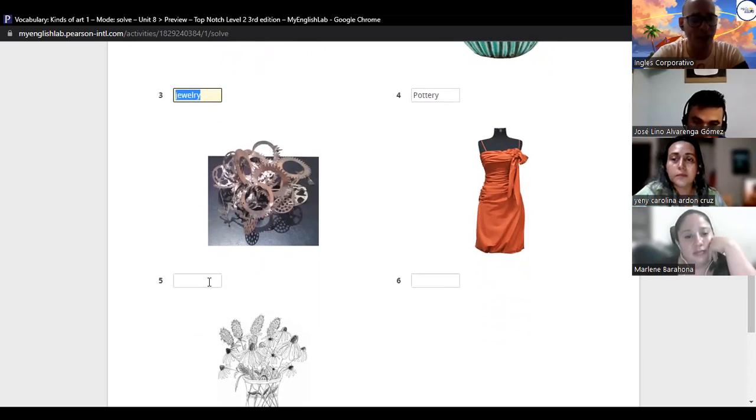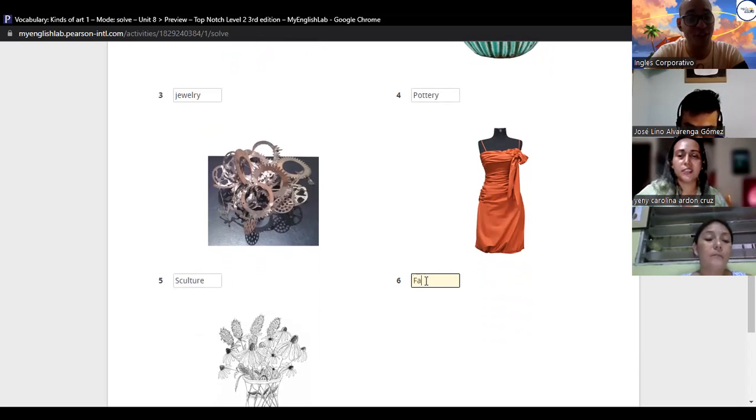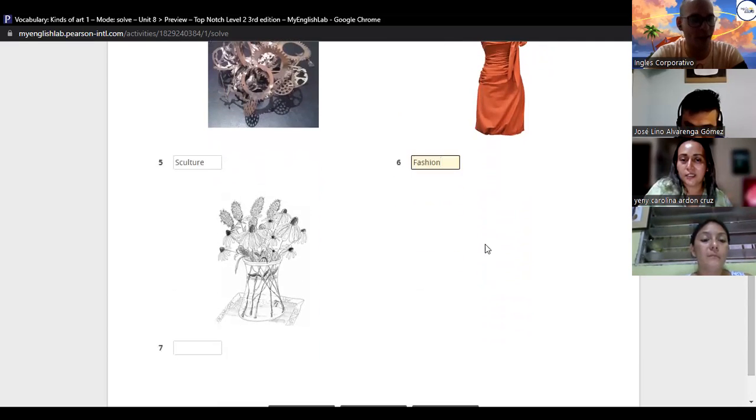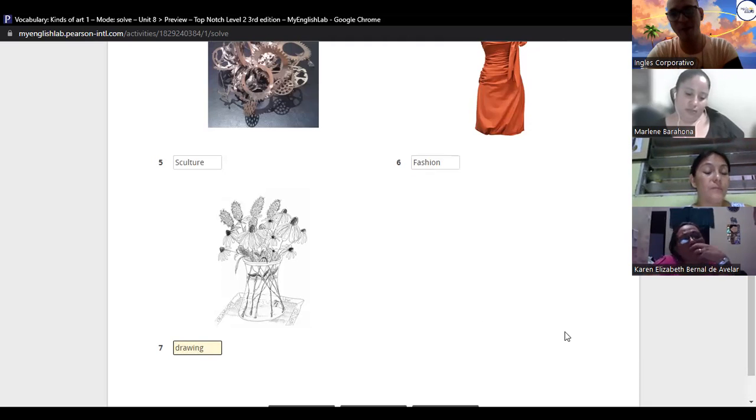Now let's go with the next one. What is this one? It's called culture. Yes, culture. What is the next one? Fashion. That's correct. Fashion is a different kind of art. And let's go with the last one. What is this one? Drawing. That's correct. Drawing. Perfect.